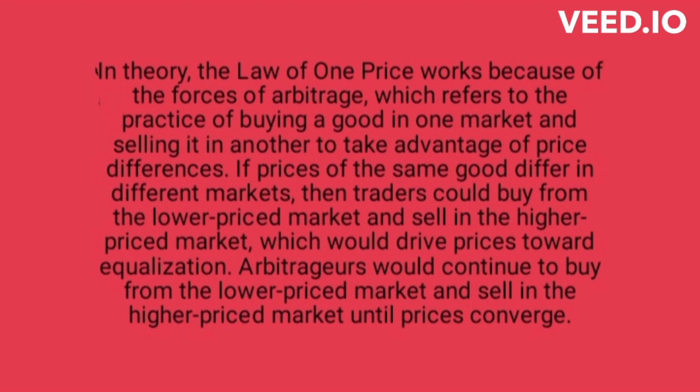In theory, the law of one price works because of the force of arbitrage, which refers to the practice of buying a good in one market and selling it in another to take advantage of price differences. If prices of the same goods differ in a market, then traders could buy from the lower priced market and sell in the higher priced market, which would drive prices towards equality. Arbitrage could continue until prices converge.